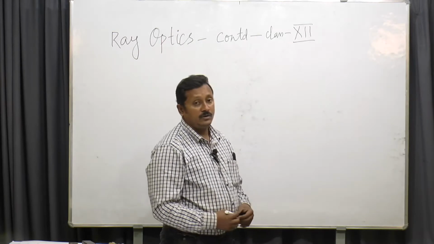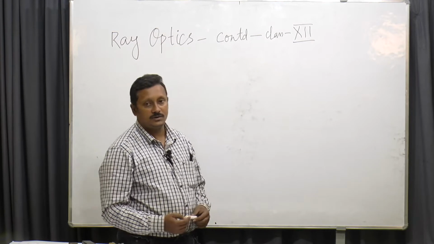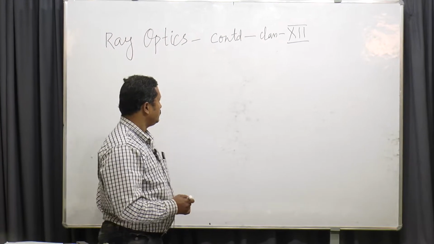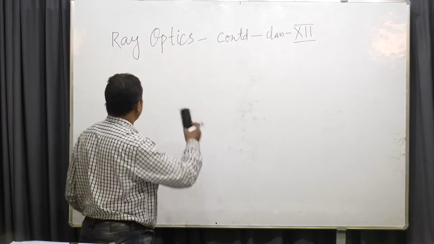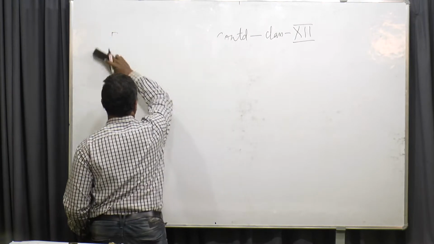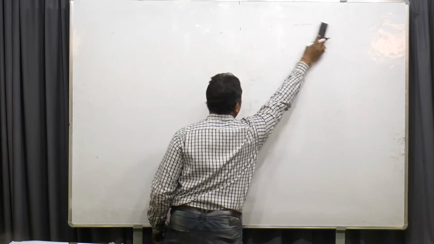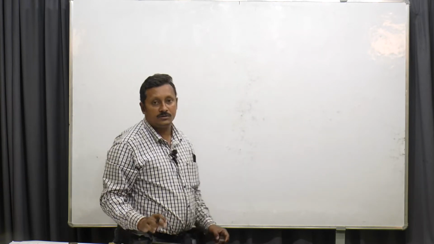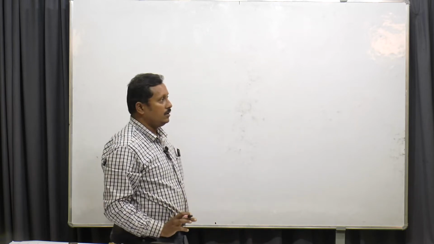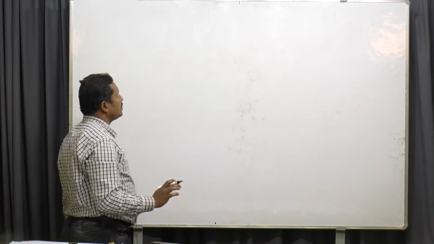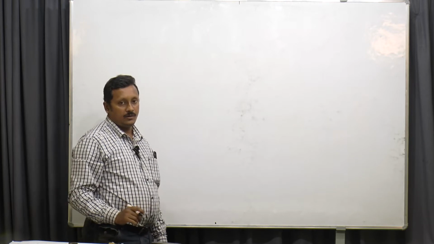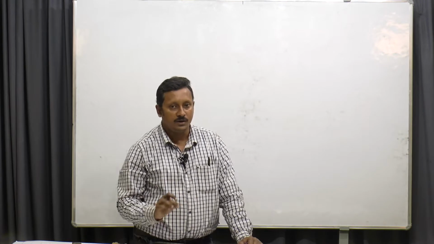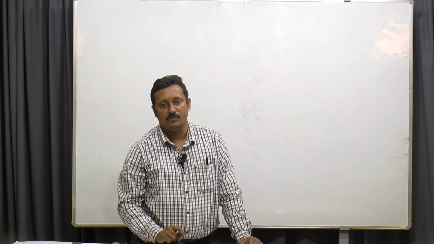So I will be continuing this ray optics. The last day I was telling about the sign convention. So today I will start with the sign convention. Very important, because all the numericals have to be done with this type of convention, and if you mismatch this convention, your numerical formula might be correct, values might be correct, but the answer may come wrong.